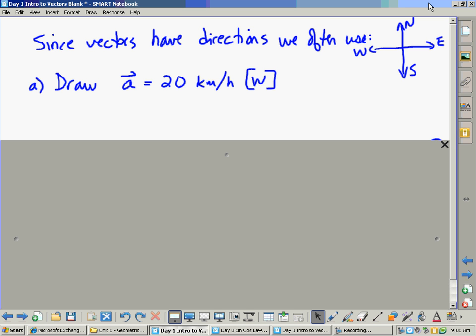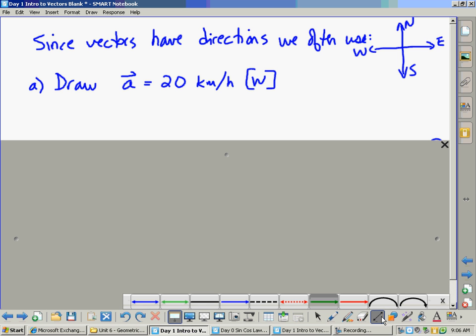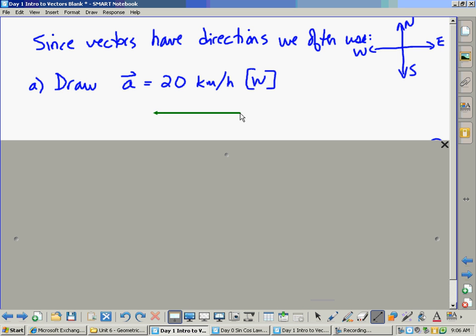So in the first example here, I've asked you to draw vector A, which is 20 kilometers per hour due west. Well, that should be easy enough. We know that west is to the left, and so we just draw a vector. Right now we don't know how long 20 kilometers an hour is, but that's not the point. The point is that you just established that this is 20 kilometers per hour. If you had to draw one that was 10, then it should be about half the size. But the important part is that it's to the left in the west direction.